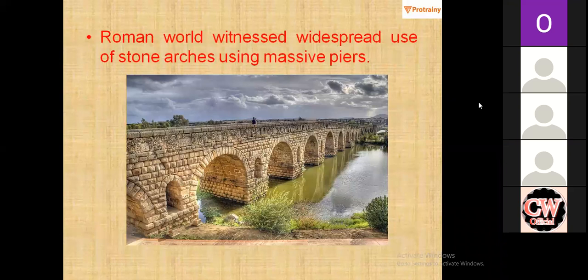Then the Roman world witnessed widespread use of stone arches using massive piers. As you can see, this is a Roman bridge, still standing somewhere in Europe or somewhere in the Roman Empire. The deck is supported by these massive arches, and these arches are supported over these piers. So this is a Roman bridge.